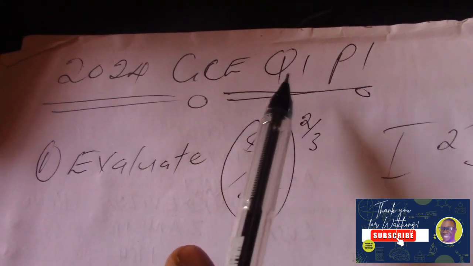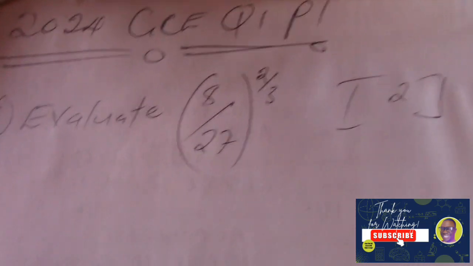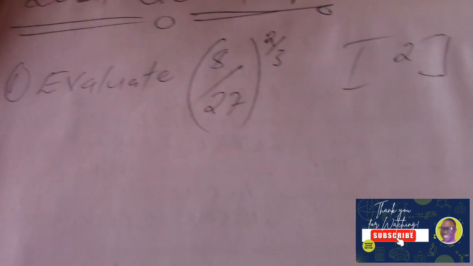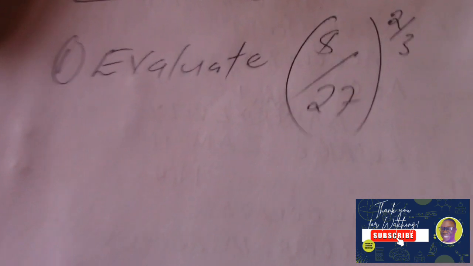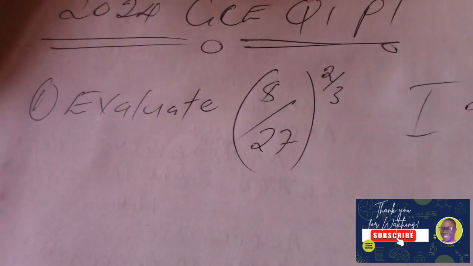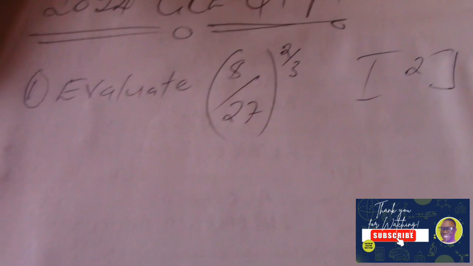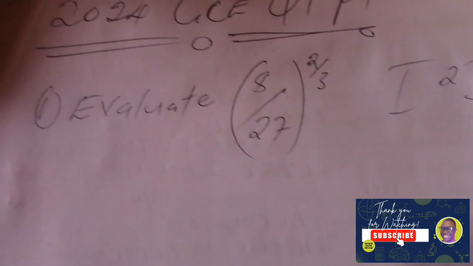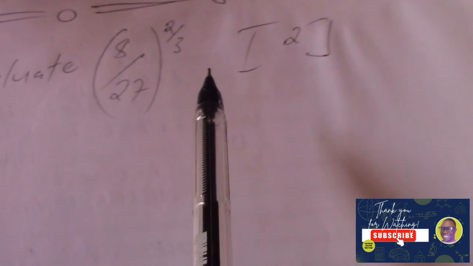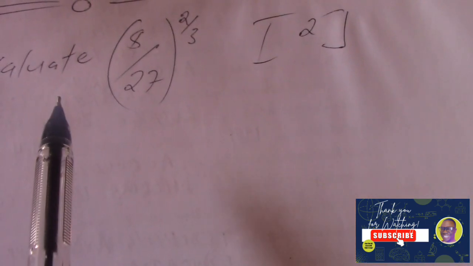This question is coming from 2024 GCE question 1. Before you actually solve it, I want to break this down for you. Look at this question carefully: evaluate. Before you start solving, I want you to understand some key terminologies. What are we trying to solve here? We are trying to evaluate, which means to simplify this expression.